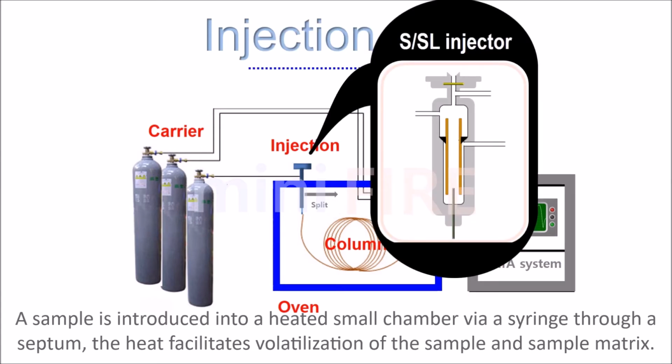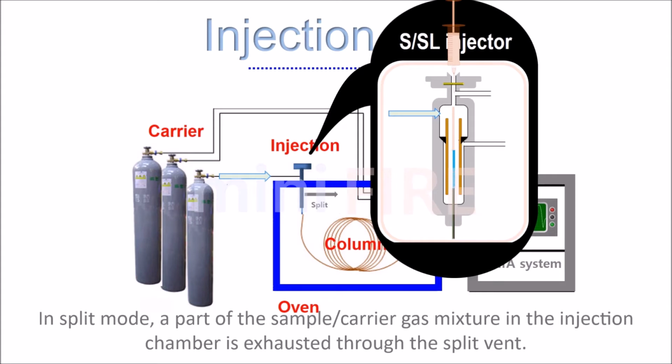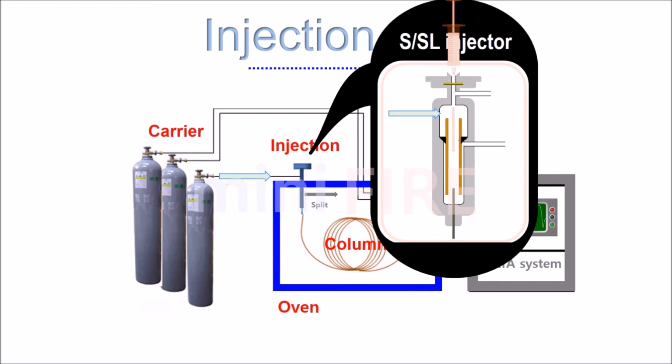Sample is introduced into a heated small chamber via a syringe through a septum. The heat facilitates volatilization of the sample and sample matrix. The carrier gas then either sweeps the entirety or a portion of the sample into the column. In split mode, a part of the sample carrier gas mixture in the injection chamber is exhausted through the split vent. A split injection is preferred when working with samples with high analyte concentrations.